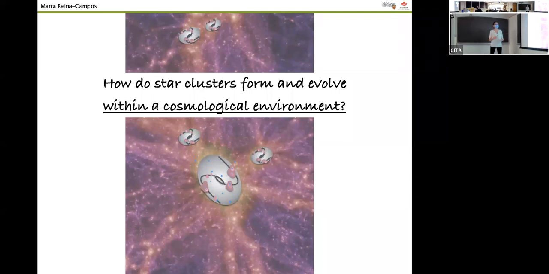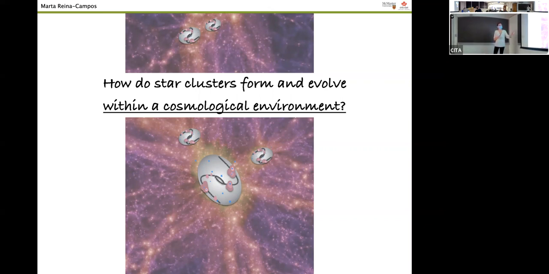The last step of my scale of questions is to say, well, I want to have a galaxy, but I also want to be able to describe its evolution over a Hubble time. So the next question you might want to address is how do star clusters form and evolve within a cosmological environment?